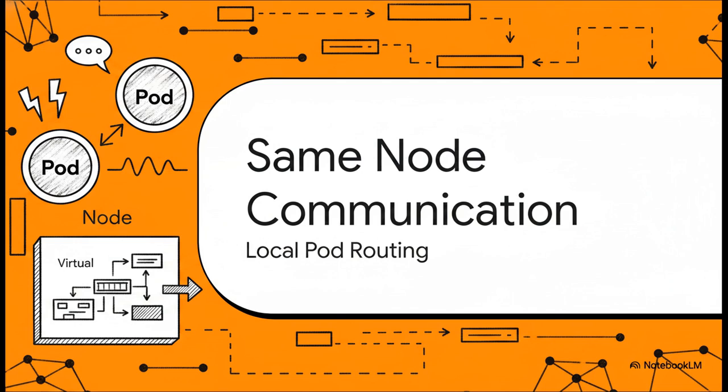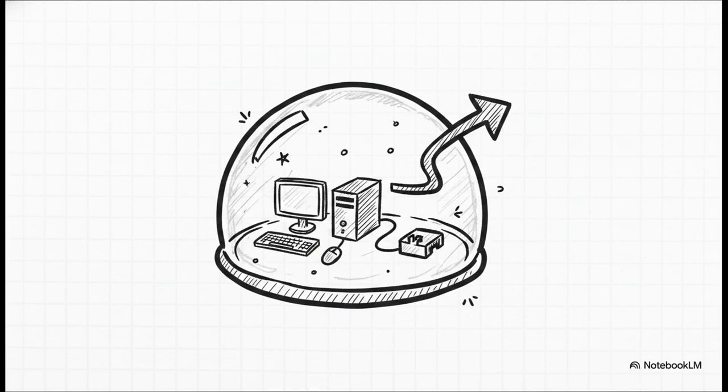Moving on to Section 2, same node communication, or local pod routing. So how exactly do two pods sitting on the exact same physical machine talk to each other? Well, to answer that, we actually need to bust a pretty major myth first. A pod is not just a simple containerized process running naked on a server. From a networking perspective, a pod is practically a mini Linux machine. When a container runtime, like Containerd or CRI-O, creates a pod, it generates a totally dedicated Linux network namespace. This means the pod gets its very own network interface, its own eth0. It gets its own routing table. It gets its own unique IP address. It is a completely isolated networking bubble.